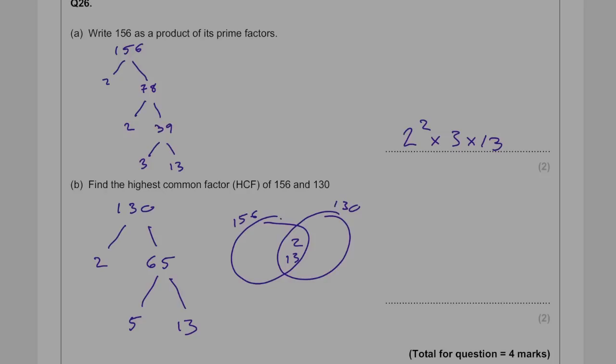156, I'll carry on, I didn't do this last time, but 156 also has an extra 3, and 130 also has an extra 5. So if I wanted the lowest common multiple, it would be these 4 things multiplied together. I only want the highest common factor, so that's going to be 2 times 13, which is going to be 26.